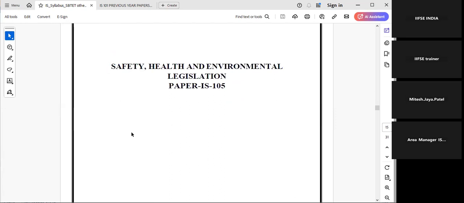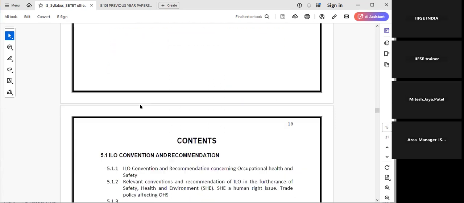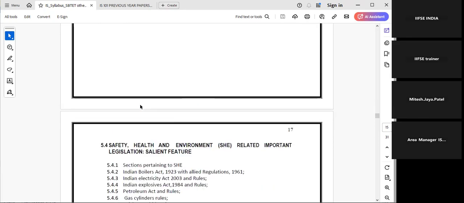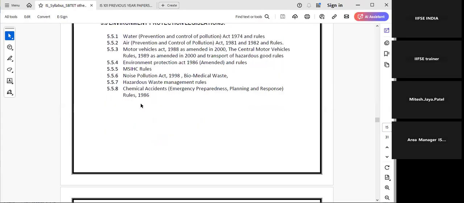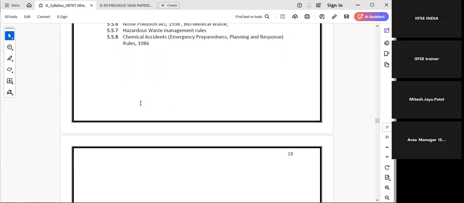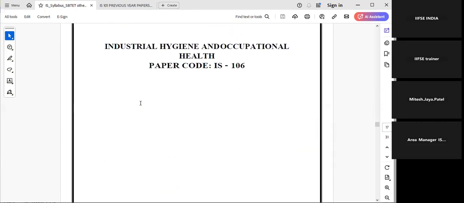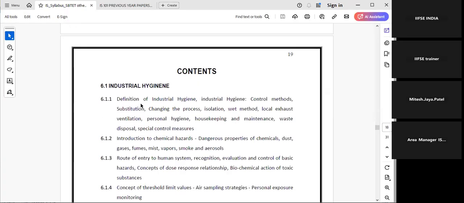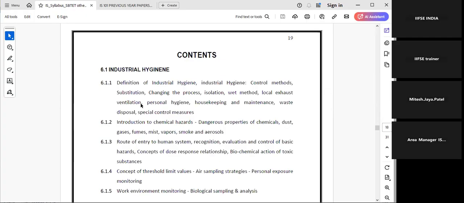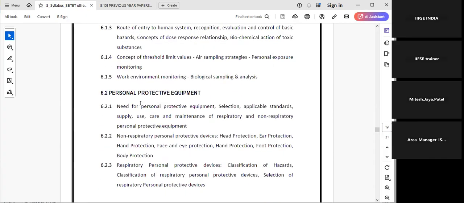And with respect to the legislation, as I mentioned, IS 105, there we talk about ILO conventions and AP Factories Rules, Boiler Act, and Gas Cylinders Rules, and Water Act, and noise, MSIHC rules, and chemical accidents rules, etc. And 106, it is completely an industrial hygiene paper. There we talk about various aspects with respect to the workplace condition, how the workplace condition should be for an employee to work at a comfortable level.